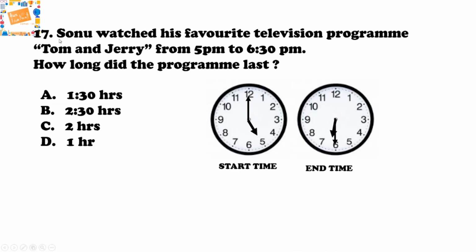Next question. Sonu watched his favorite television program, Tom and Jerry, from 5 p.m. to 6:30 p.m. How long did the program last? Is it option A, 1.5 hours? Option B, 2.5 hours? Option C, 2 hours? Or D, 1 hour? Choose your right pick. Your time starts now.